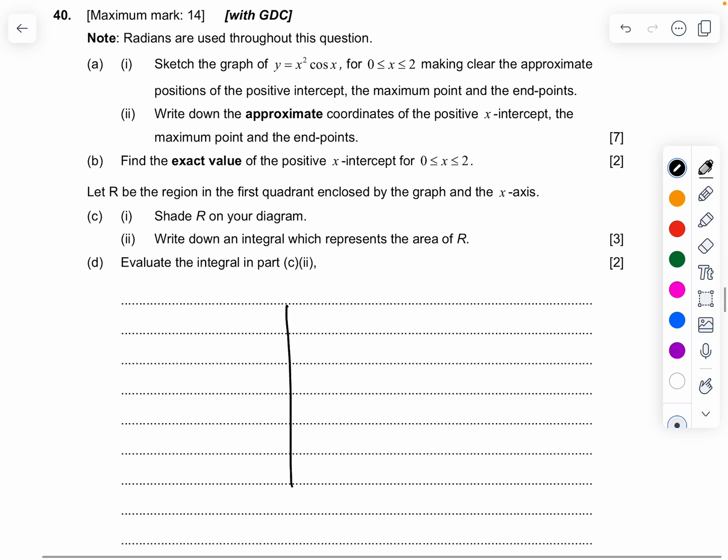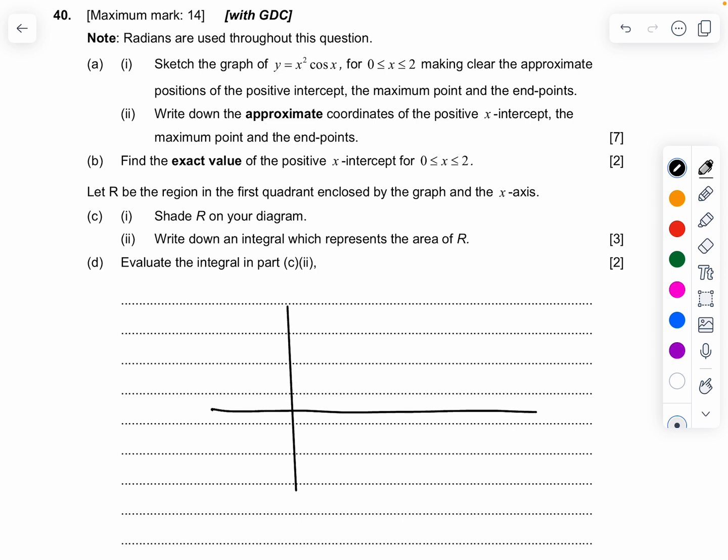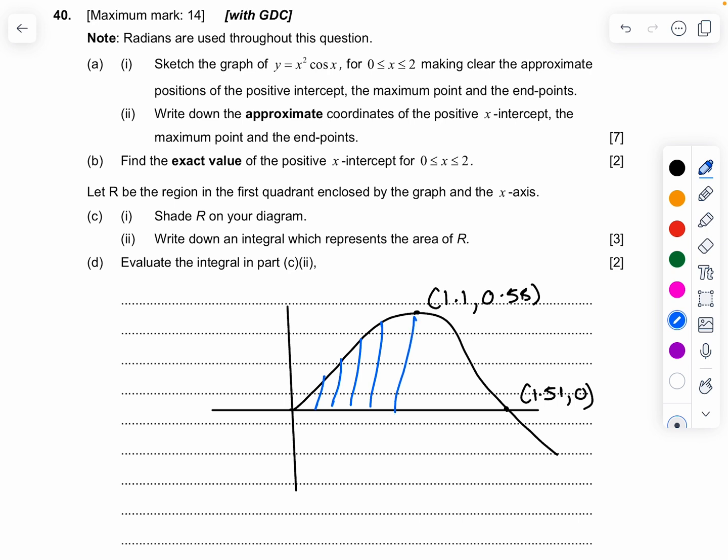So once again, what am I going to do? I am going to draw the graph for this. It looks like this. Then this point is 1.1, 0.55, and this is 1.51, 0, and this is going to be the shaded region R. 0, x-axis and y-axis. Don't forget to write this one.